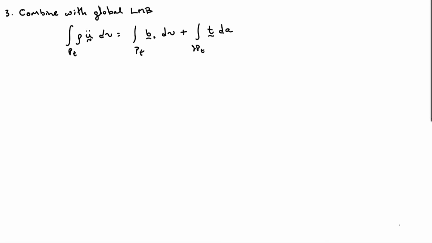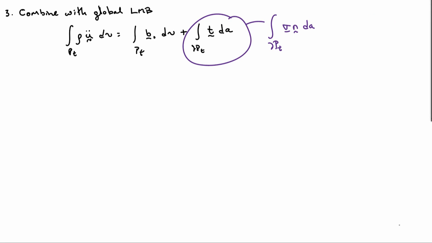So let's go ahead and now combine these results with the statement for global linear momentum balance. So we have the integral of the density times the acceleration is equal to the integral of the body force plus the integral over the surface of the tractions. So what I'm going to do now is take this last term here and substitute in for the traction. I'm going to substitute in this tensor field sigma acting on the normal n.